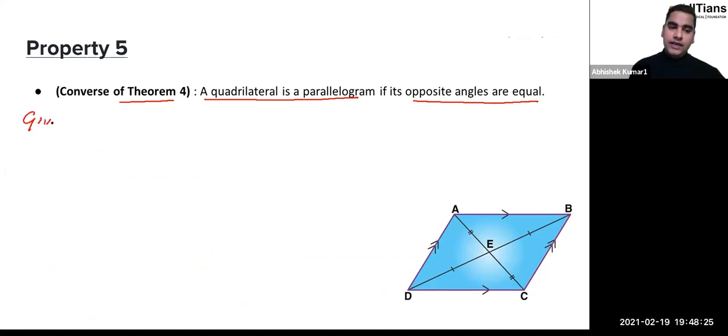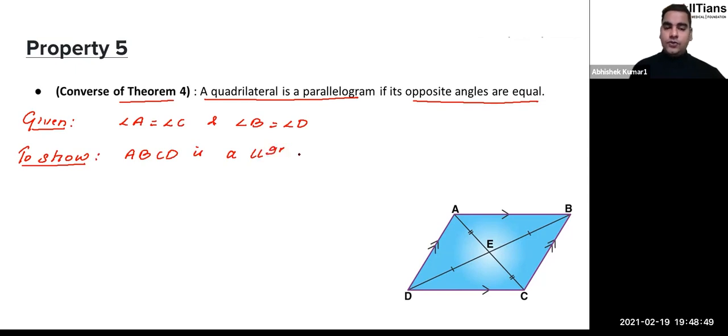So what are we provided here? We are provided that opposite angles are equal. That means angle A is equal to angle C and angle B is equal to angle D. That is what we are provided. And what do we have to show here? We have to show that ABCD is a parallelogram. That is what we have to show.